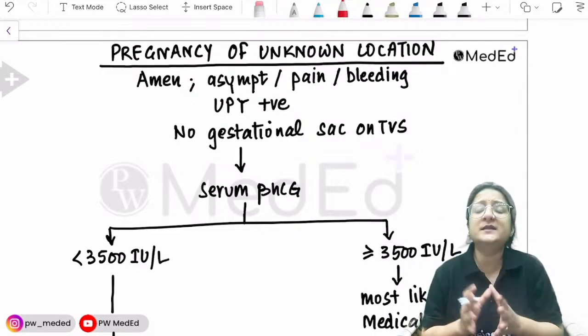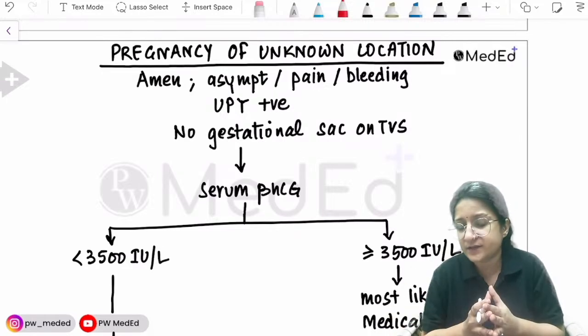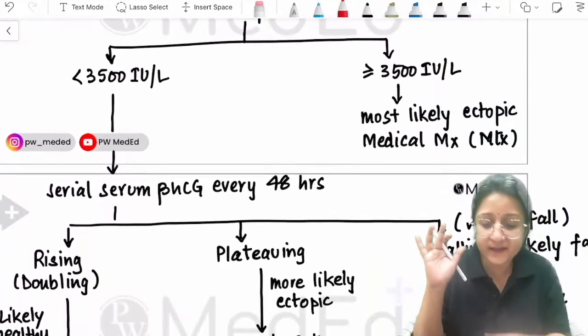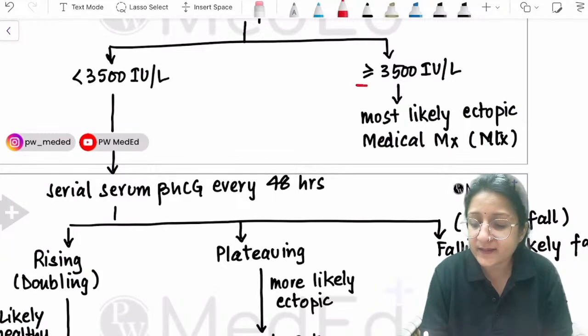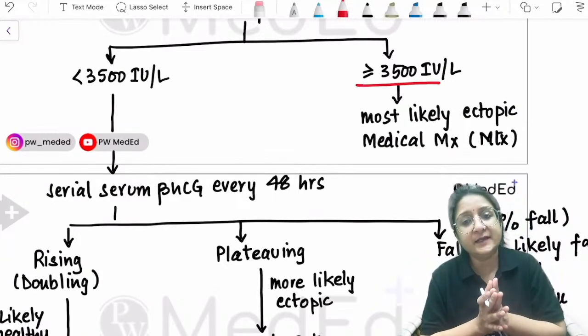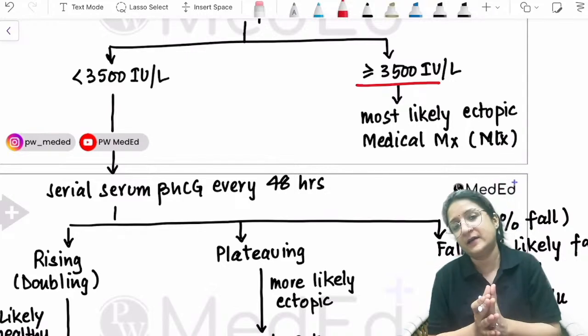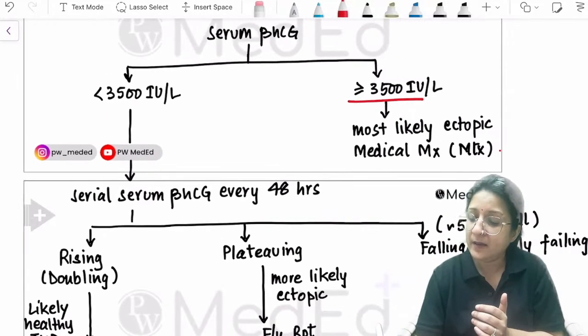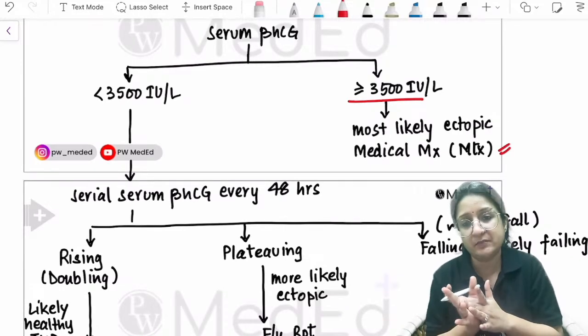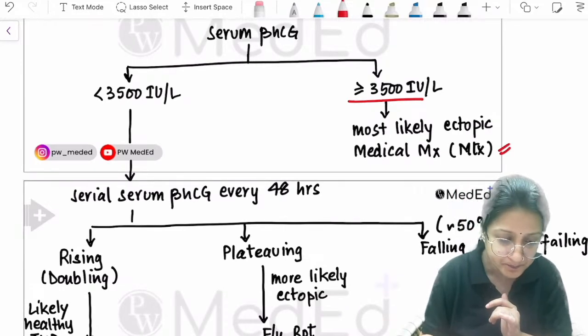UPT positive, but there's no gestational sac on transvaginal sonography. Do a serum beta HCG. If it is more than 3500 international units per liter and yet there is no location of pregnancy seen, it's most likely an ectopic pregnancy. Medical management with methotrexate can be given straight away.